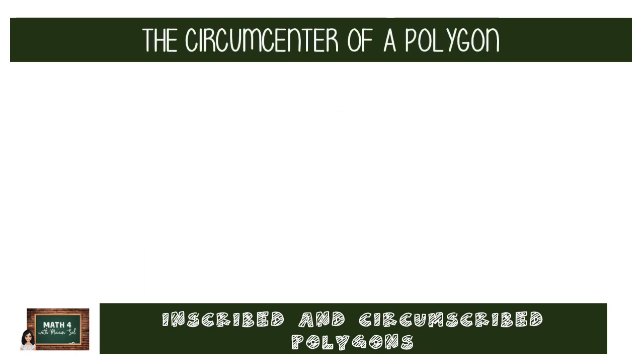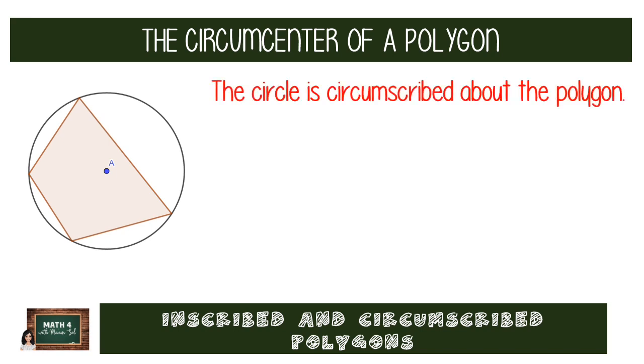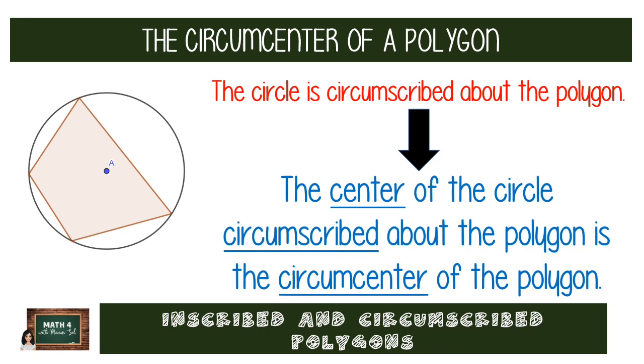This brings us to a concept that we learned earlier in our first quarter math lessons. Do you still remember the word circumcenter, particularly of a triangle? We are extending that now into a circumcenter of a polygon. From our second description of the figure, which focuses on the circle, we say that the circle is circumscribed about the polygon. The center of that circle, circumscribing the polygon, is what you call the circumcenter of the polygon.